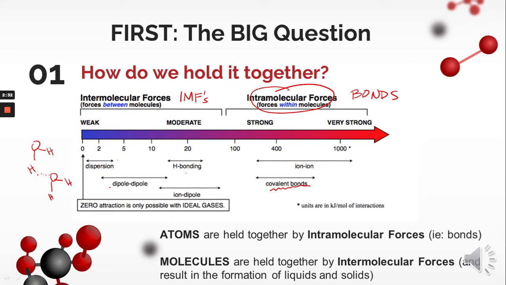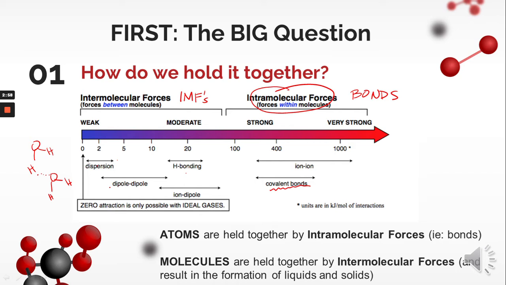And this is what is responsible for making things into phases other than gas. Last unit we talked about gases and how there were no forces of attraction, but in reality that's not true. There are these IMFs, these forces, and these are what cause things like water molecules to stick together. So we don't always just have water vapor, we can also have liquid or we can have solid.